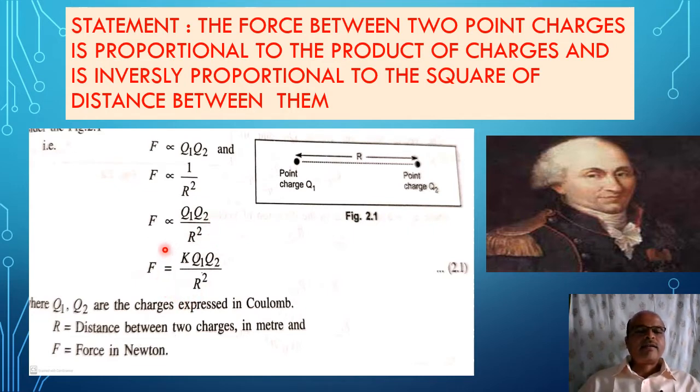Here, if we remove the proportionality sign and put equal to, then the proportionality constant k comes in. So F is equal to k Q1 Q2 upon r square, where Q1 Q2 are the charges expressed in coulombs, r is the distance between the two charges in meter, and F is the force in newton. So this is Coulomb's law. We have stated Coulomb's law.